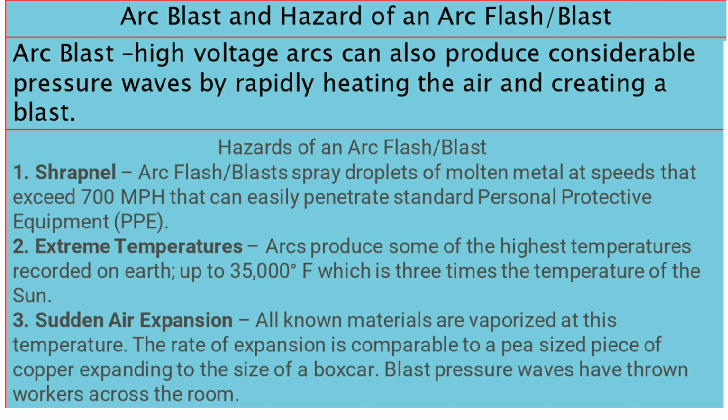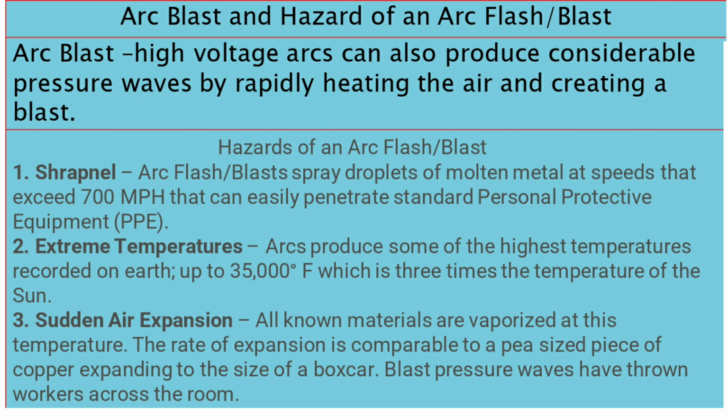Hazards of an arc flash and blast. Shrapnel: arc flashes and blasts spray droplets of molten metal at speeds that exceed 700 miles per hour. That can easily penetrate standard personal protective equipment, PPE. Extreme temperatures: arcs produce some of the highest temperatures recorded on Earth, up to 35,000 degrees Fahrenheit, which is 3 times the temperature of the Sun.